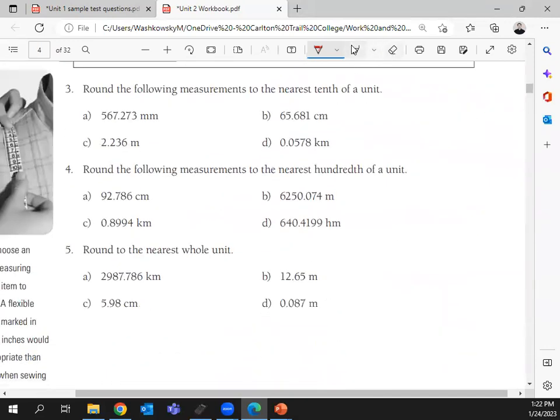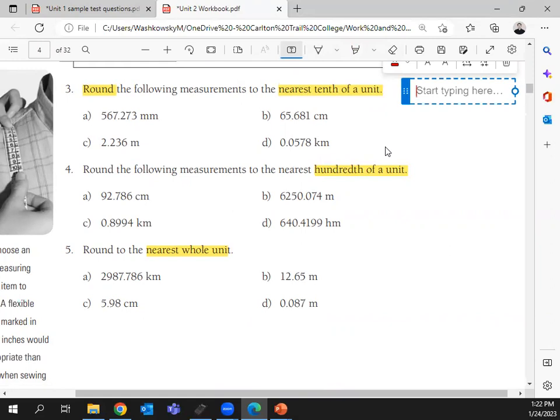One of the skills we also need to make sure we have, so this is just a couple of reviews before we go into the main topic, is rounding. We need to be able to round numbers. The ones we're rounding here are to the nearest tenth of a unit, I'll explain what that is, to the nearest hundredth of a unit, and to the nearest whole unit.